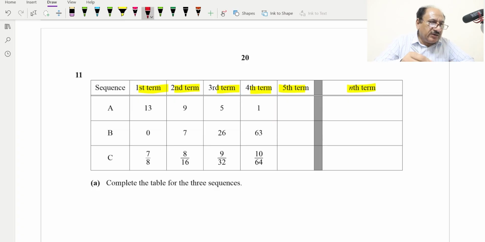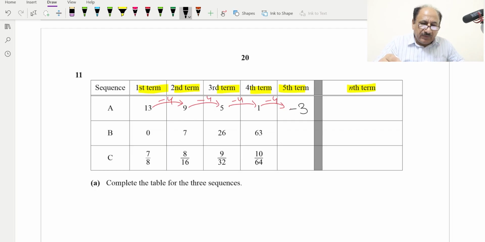So if we check, basically what is the difference? The difference from this to this is minus 4. This one is also minus 4. So this will be 1 minus 4, which will be minus 3. So our answer will be minus 3 over here, and we can find the nth term.